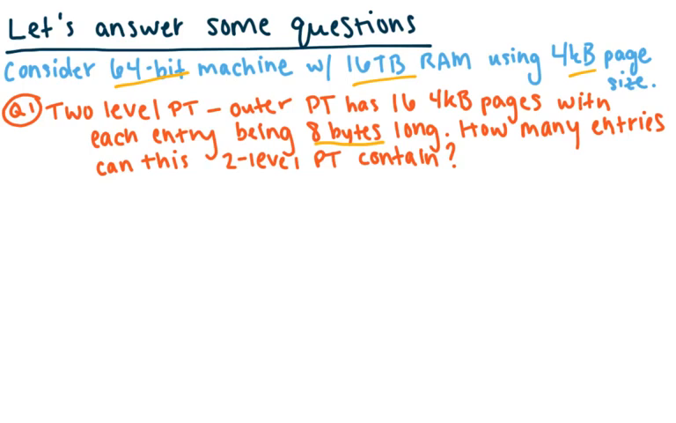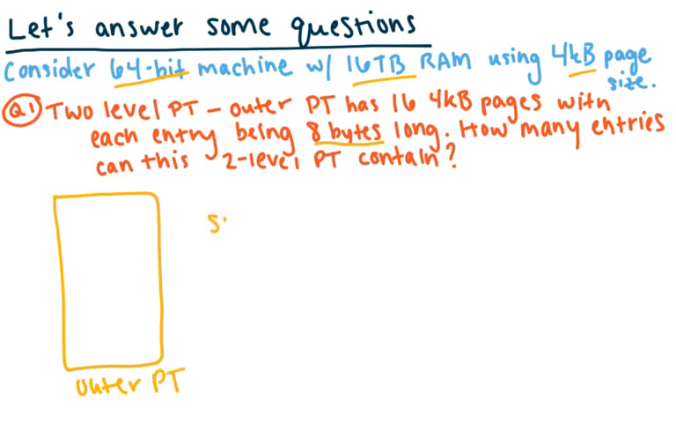Okay, so how many entries can we map out here? It's pretty straightforward. The first thing that you have to figure out, so this is your outer page table, is what's the size.